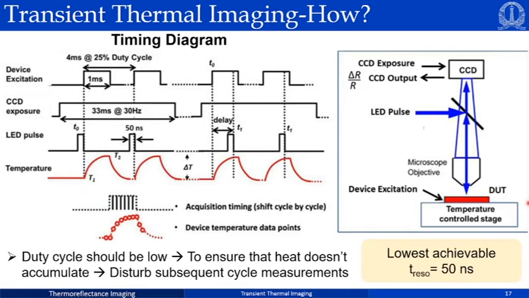In this setup, what is the lowest achievable resolution? In our transient imaging setup, the lowest achievable resolution is 50 nanoseconds.